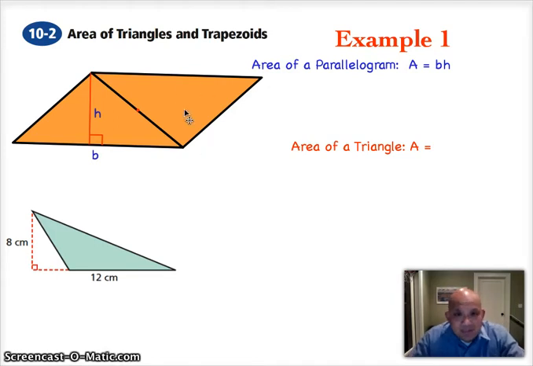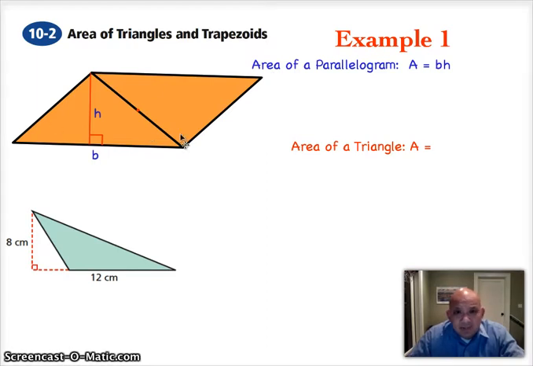What we have here is a parallelogram. And what we've done is divide this into two congruent triangles. We're doing this in order to derive the formula for finding the area of a triangle. Taking a look at this parallelogram and dividing it where we did gives us these two separate triangles.